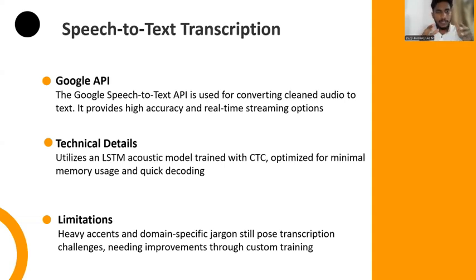Under the hood, the API utilizes an advanced LSTM, or long short-term memory, acoustic model. This model is trained with connectionist temporal classification, or CTC, which is particularly effective for speech recognition tasks such as aligning speech with text without requiring pre-segmentation. This technical choice allows for minimal memory usage and quick decoding, ensuring efficiency.